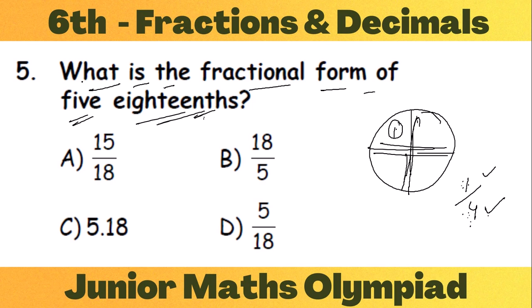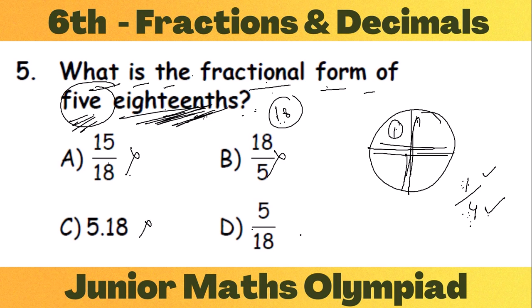In the same manner, we have 5/18. So this has 18 parts. In an object, total parts are 18. In that, we have to mention the fractional form of 5/18. 5 parts out of 18 parts. That fractional form we have to write down. 15 by 18 wrong, 18 by 5 wrong, 5.18 wrong, 5 by 18th correct. 5 parts out of 18 parts. 5 by 18th, this is the required fractional form.